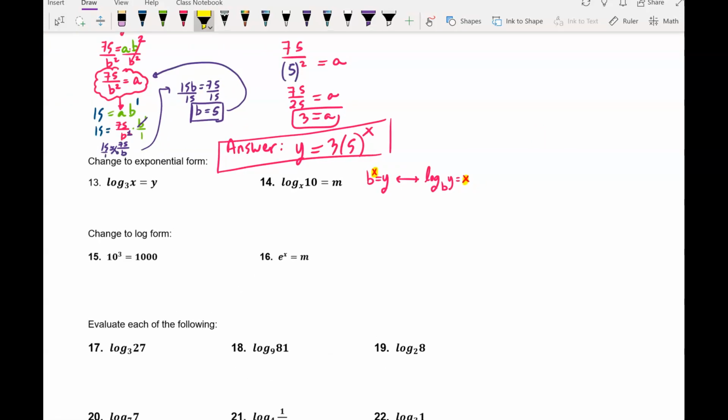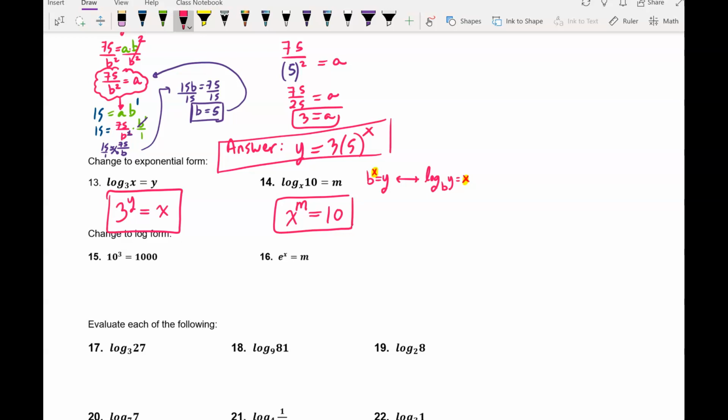So number 13, change this to exponential form. So my base is the little subscript. I have 3 raised to the y power is equal to x, and that's it. Number 14, x raised to the m power is equal to 10. Now change to log form.